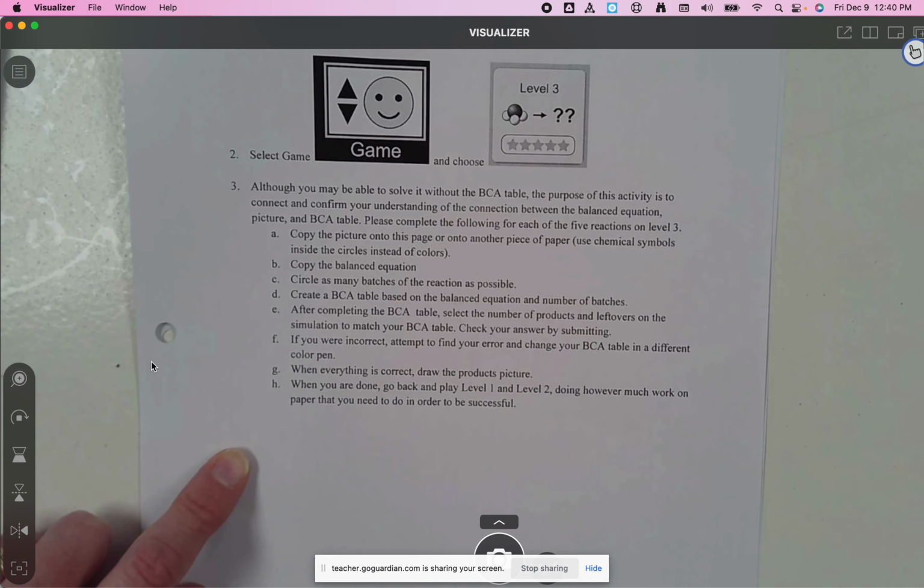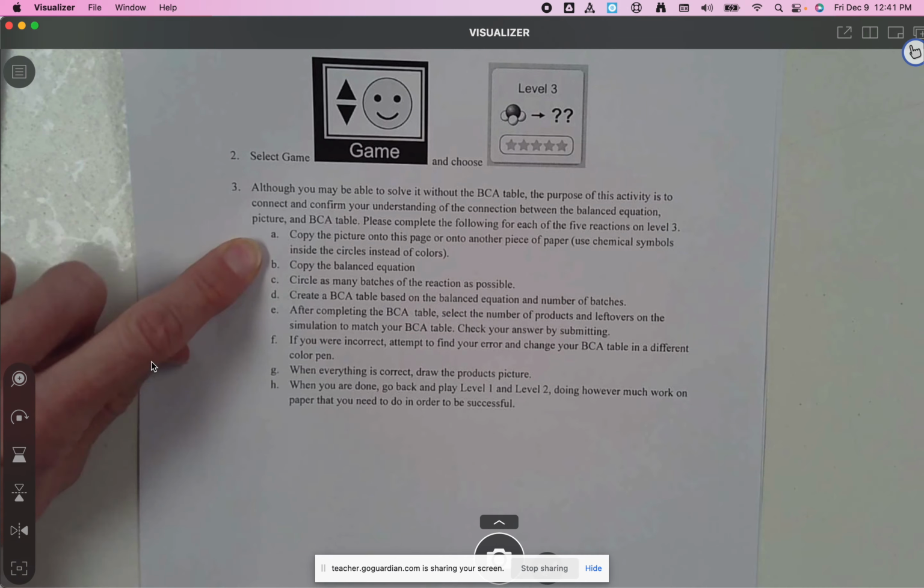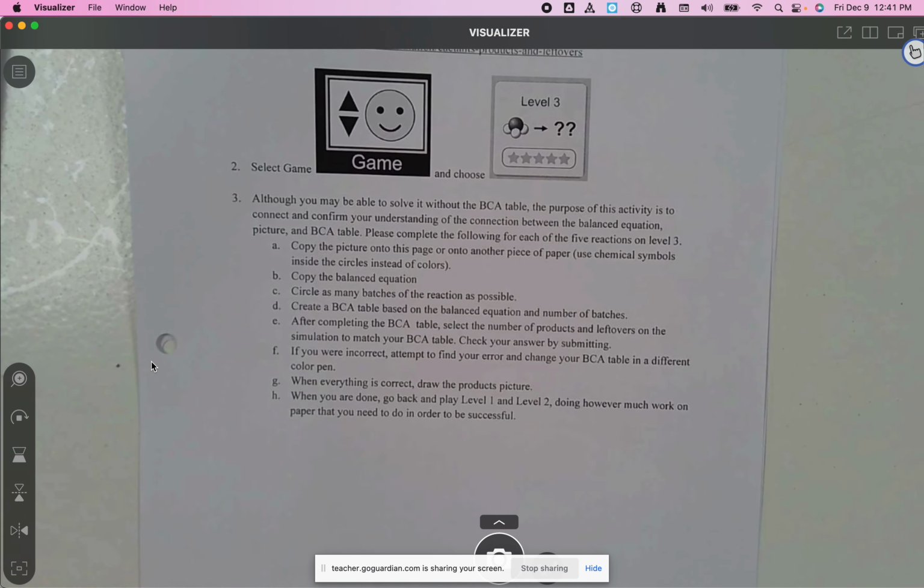The goal of the game is not just the prediction part. The goal of the game is to solidify your connection between a BCA table and a picture. So I want you to take the time to do all those things for each piece of the game. Because remember, the function is not the winning of the game. The function is making a very strong connection between a picture and a BCA table. Okay, you've got the rest of the time. Get to work.